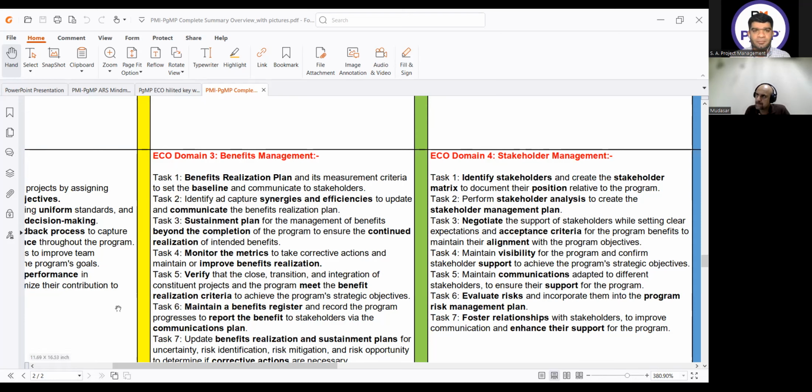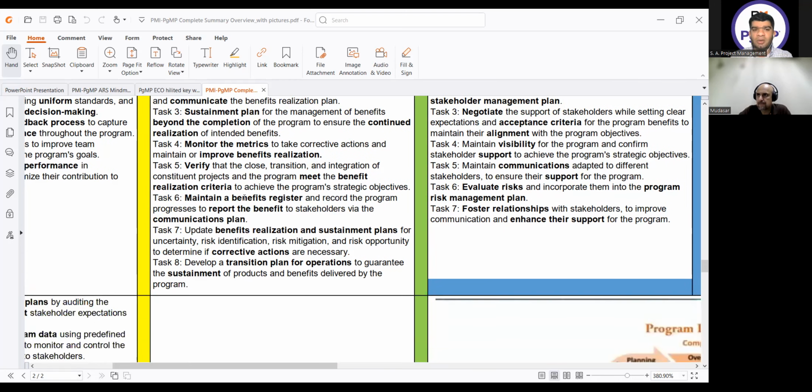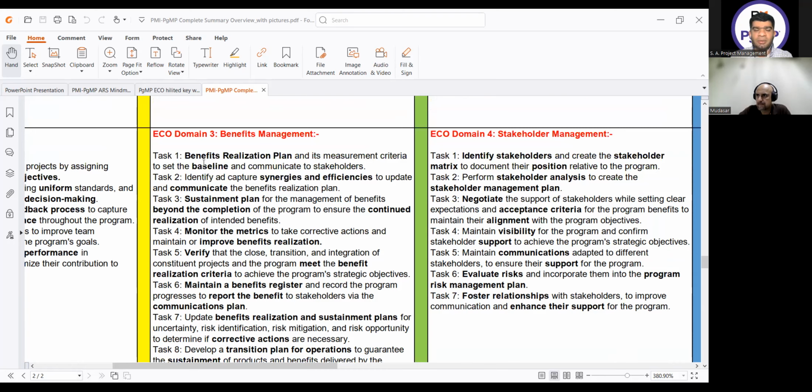Okay. Now we come to the. Have you studied the ECO? Yes. Okay. Benefit realization. So you should read it because a lot of questions today are from the ECO. Okay, read this. Last one. Benefit realization plan and its measurement criteria to set the baseline and communicate to stakeholders. So if you have to set a baseline, you have to use the benefit realization plan.